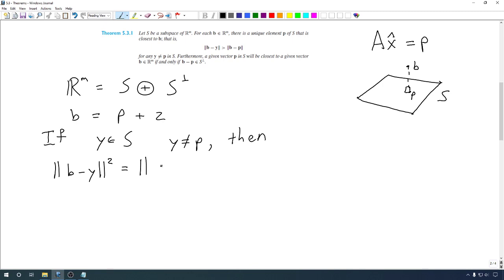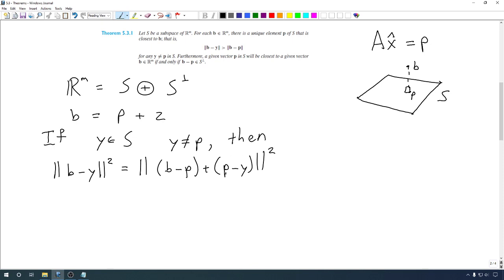Now we'll do a little bit of trickery, try to kind of insert P in here. Essentially, we're going to add and subtract P from the inside, and we'll get a B minus P plus P minus Y. If we just expand that out and we cancel the P's, we'll just get the B minus Y that we had over there. That's still squared.